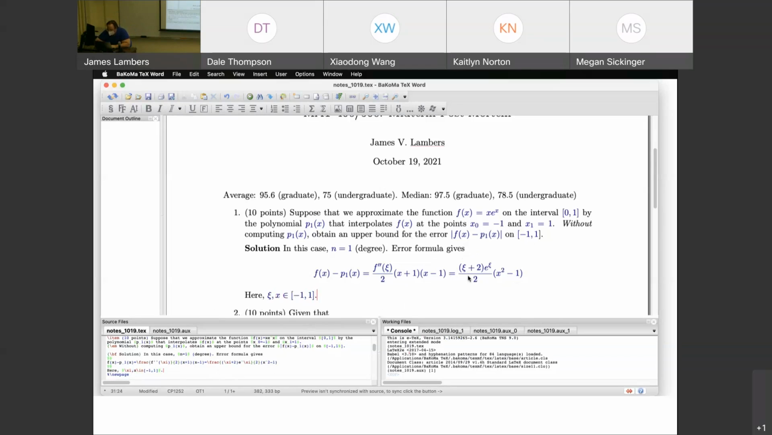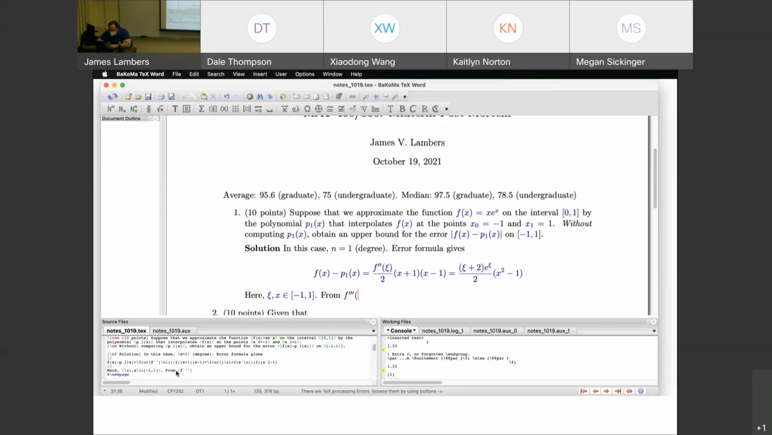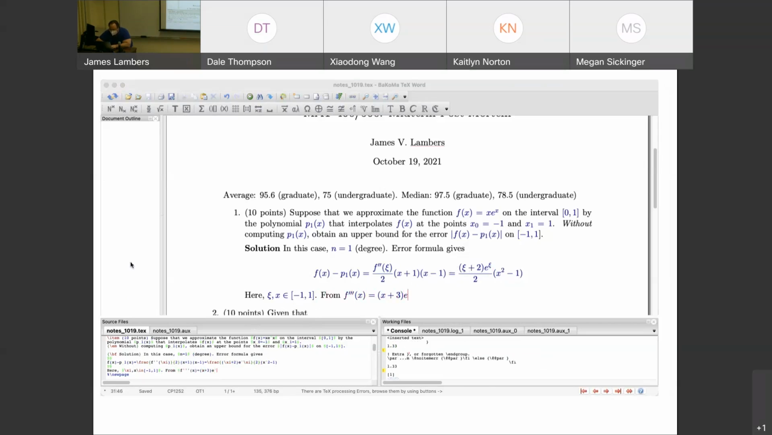So what you need to do is find the upper bounds on this interval for the second derivative and for this part right here. But since we have a second derivative up here, you really want to take a look at the third derivative. So that's just going to be x plus 3 e to the x.